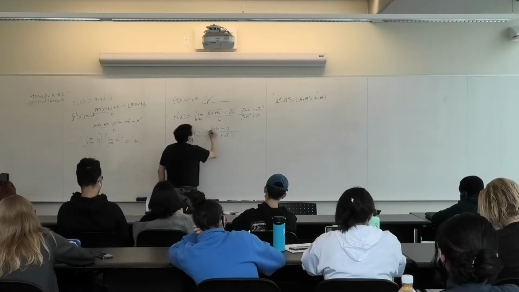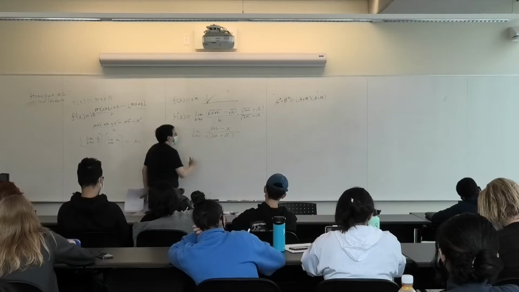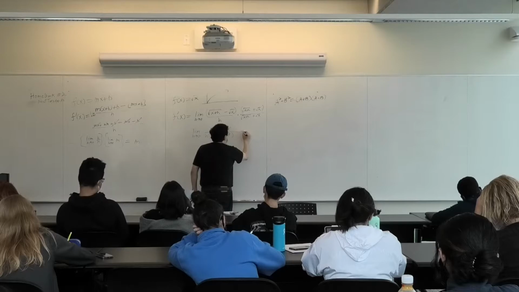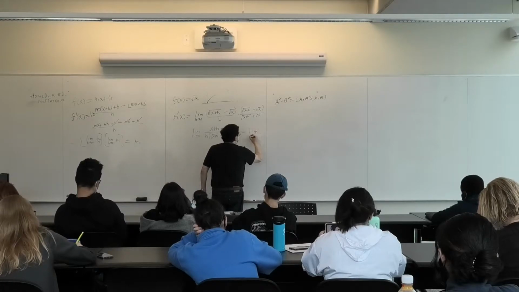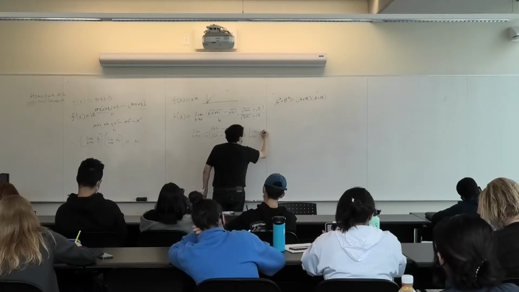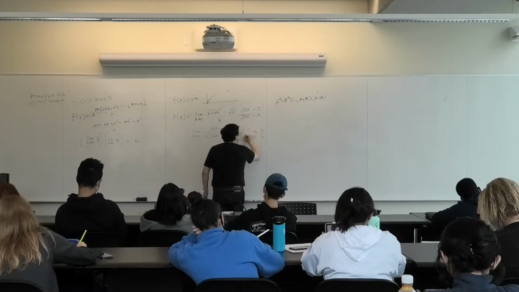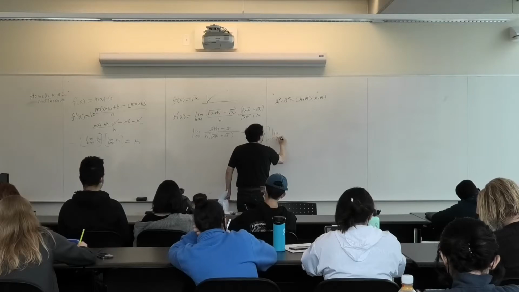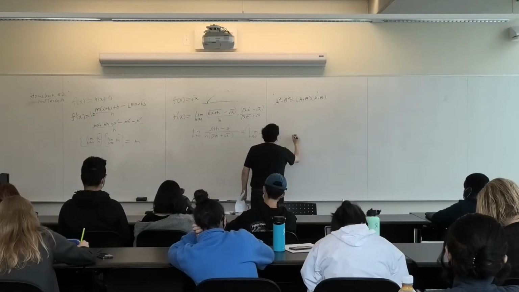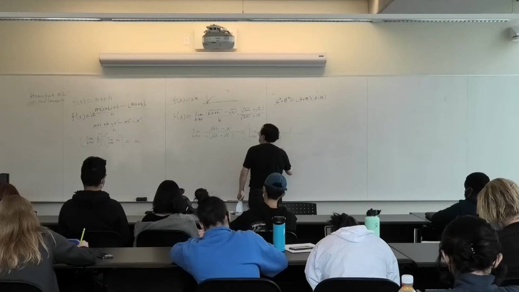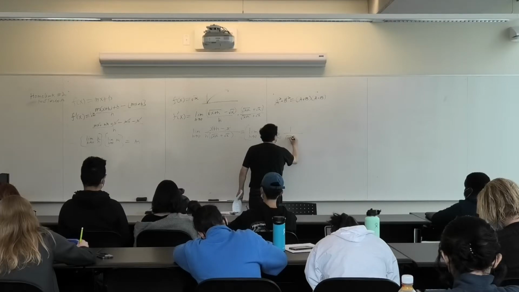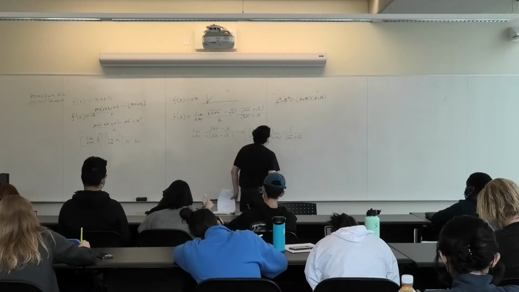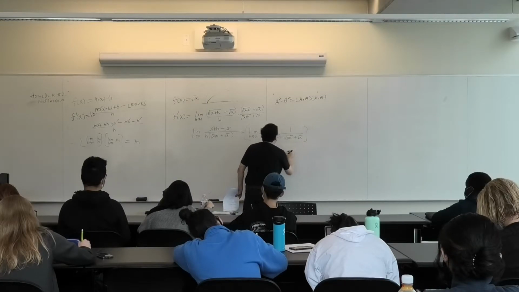Well, the x's cancel. I've got an h on the top. So again, this is going to be the limit as h approaches 0 of h over h times the limit as h approaches 0 of 1 over the square root of x plus h plus the square root of x. That's all I've got left. Okay, well, this is 1.